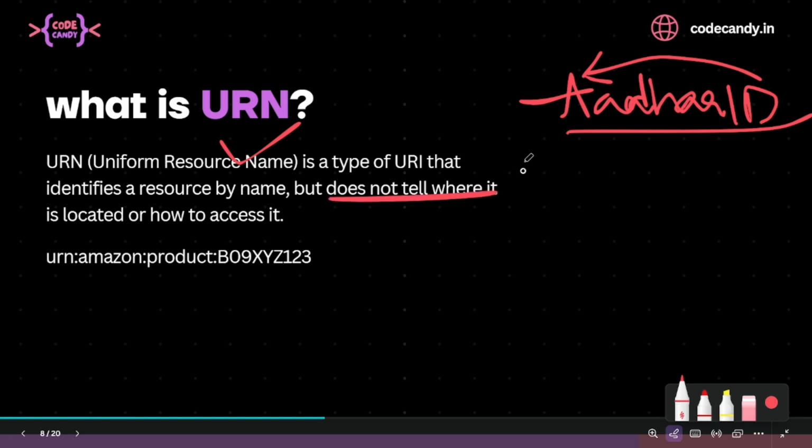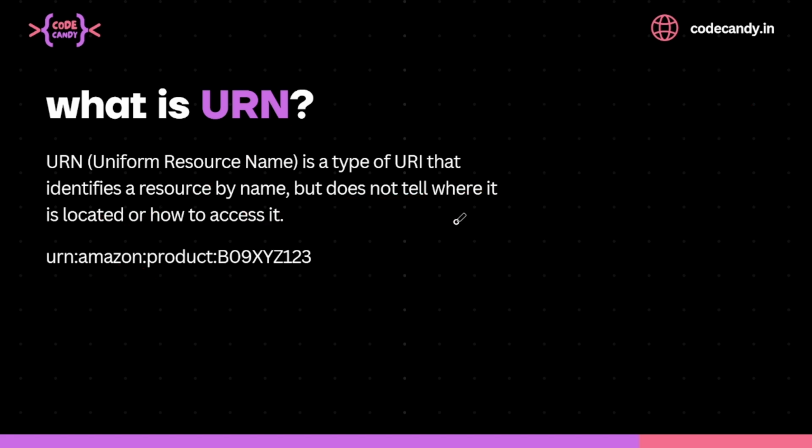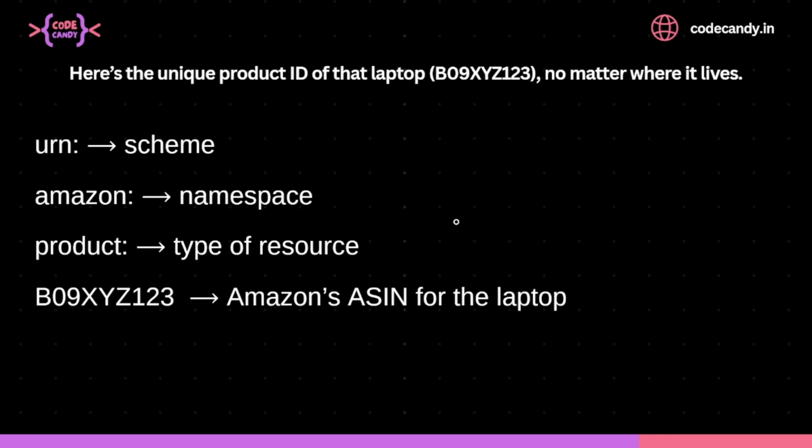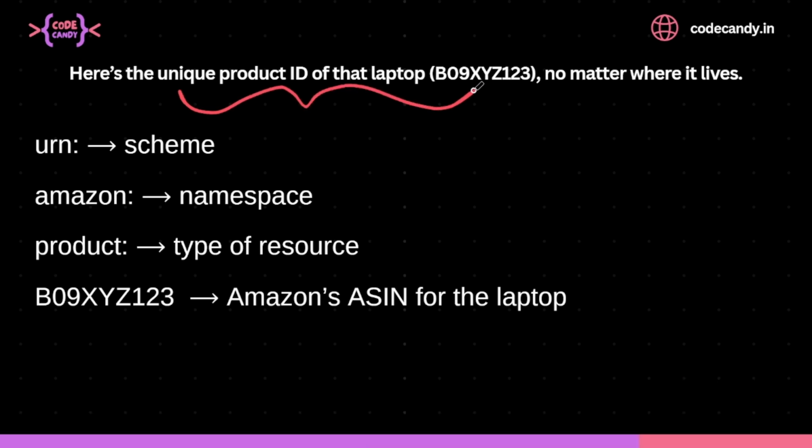Now, you are not telling where Anupriya is located, what her phone number is, or how to access it. You are not giving any details. You are directly calling Anupriya's Aadhaar ID. In the same way, like in the previous example, you are not filtering anything from the server. You are directly calling the Amazon product with the product ID. I want the unique product ID of that particular laptop, B09XYZ123, no matter where it lives in the server.